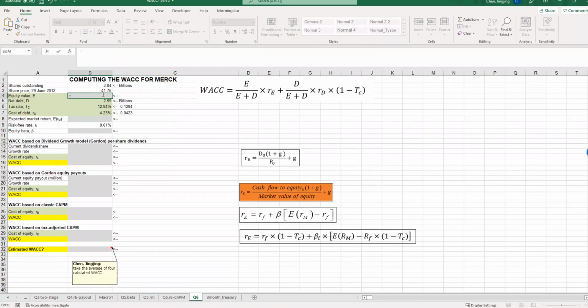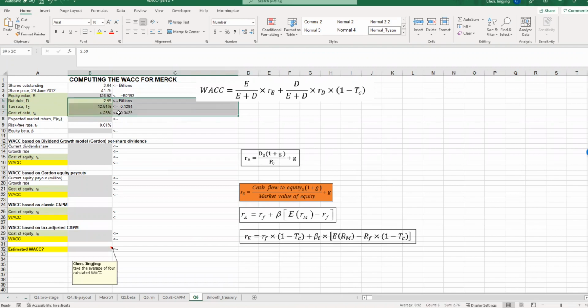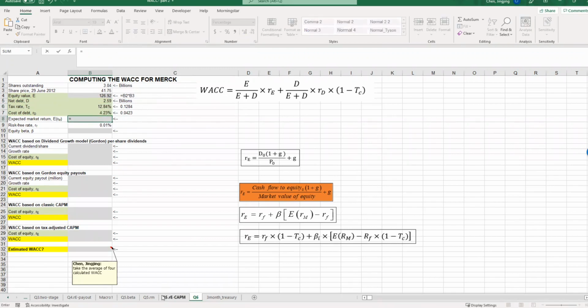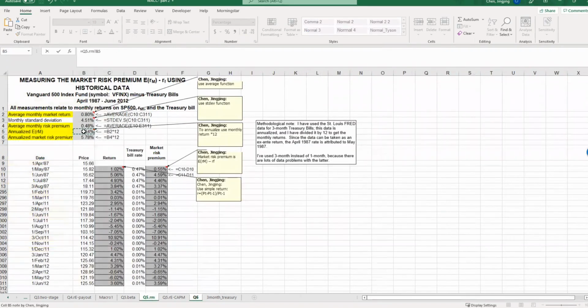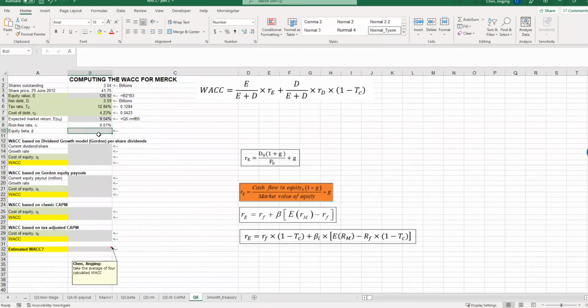So first, for equity return, we just use shares outstanding times share price. So net debt, tax rate, cost of debt, we learned it from the last class, so I'm not going to ask you to calculate it today. Here for equity premium, go to here, grab this premium, and here grab this beta.